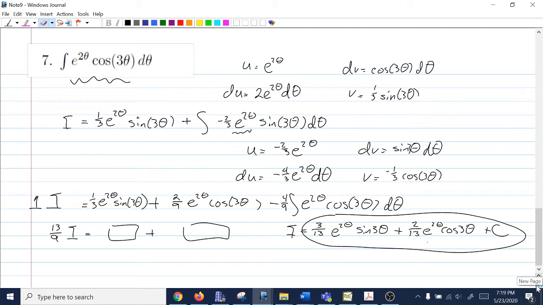If you get a handle on this kind of problem, it's pretty reasonable to say, hey, I know the answer is going to be some constant multiple of e to the 2 theta sine 3 theta plus some other constant multiple of e to the 2 theta cosine 3 theta. And taking the derivative of this and then solving for a and b is a pretty reasonable way to get the solution to this without integrating by parts. But, you know, you have to learn integration by parts, so you might as well get the hang of this trick.